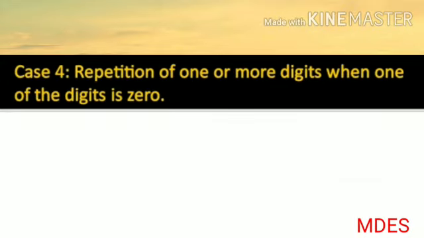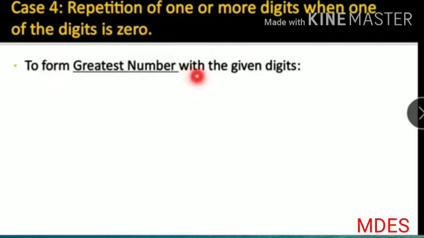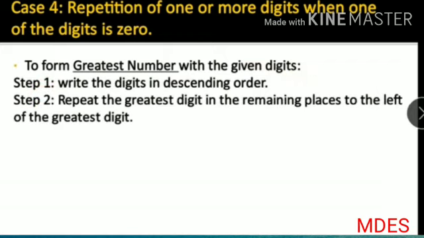Now similarly, how can we make the greatest 5-digit number by using 0 when repetition is allowed? In order to form the greatest number with the given digits, just follow step 1, write the digits in descending order, and then step 2 is repeat the greatest digit in the remaining places to the left. This is similar to case 2.